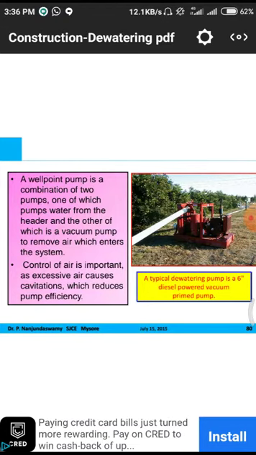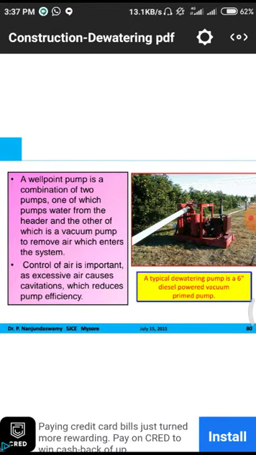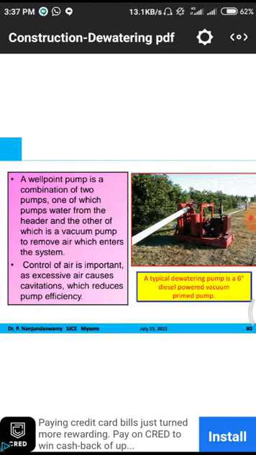Control of air is important. That means we have to control the entrainment of air, as excessive air causes cavitation which reduces the pump efficiency.